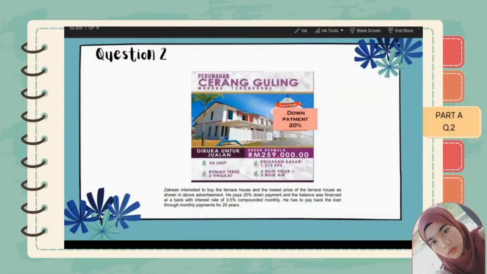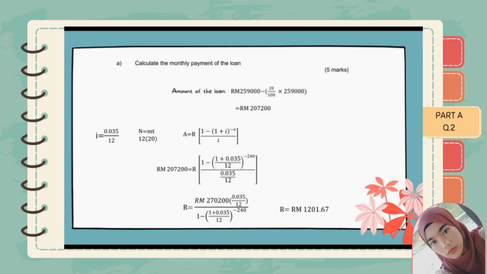Zakwan is interested in buying a terrace house, and the lowest price of the terrace house is as shown in the advertisement. He pays a 20% down payment, and the balance is financed at a bank with an interest rate of 3.5% compounded monthly. He has to pay back the loan through monthly payments for 20 years. For question A, the first thing we need to do is find the amount of the loan. From the advertisement, the house price starts from RM259,000. So the house price minus the down payment, 20 over 100 times 259,000, and the answer we get is RM207,200.